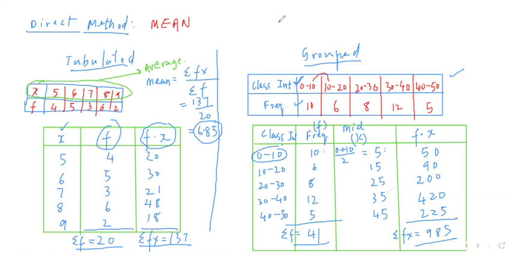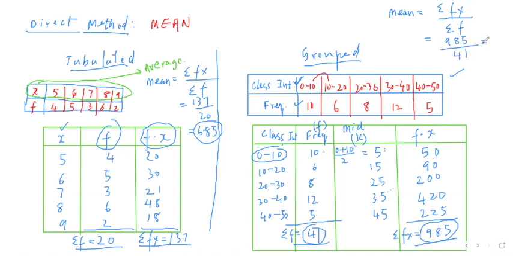5, 8, 9. Okay. So the mean is very similar to the one you did earlier. Just going to write it on top. Mean is equal to sigma fx divided by sigma f. And that's this number, the last column divided by the second column. It's always that. It's the last column divided by the second column. So 985 divided by 41.